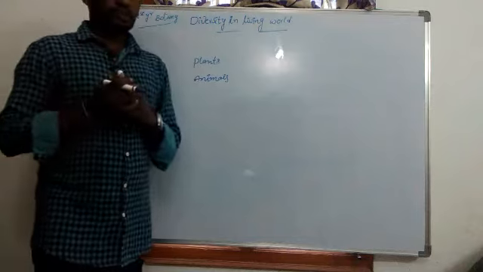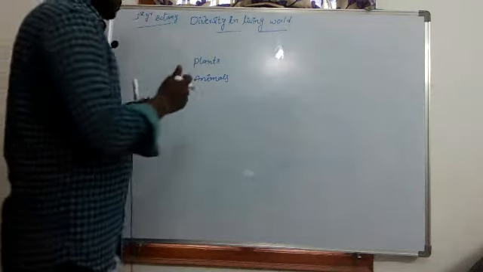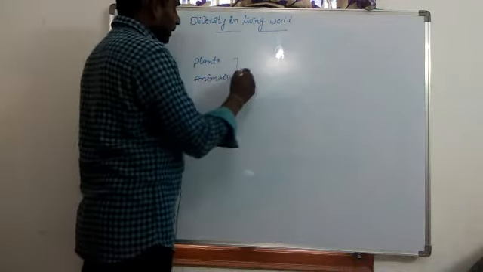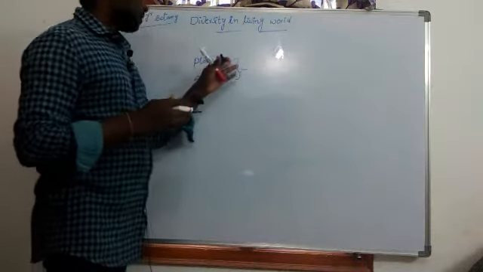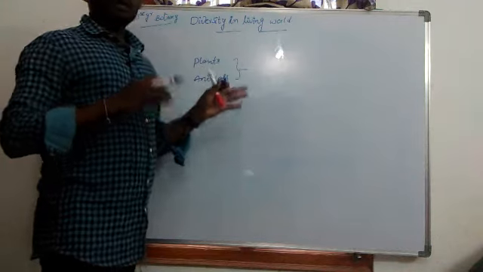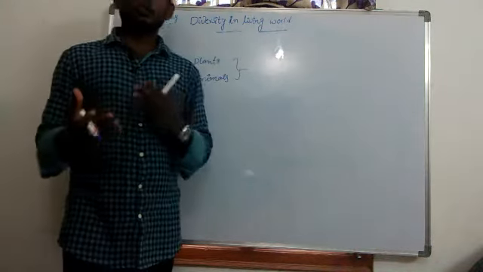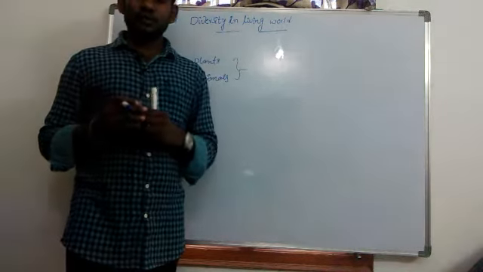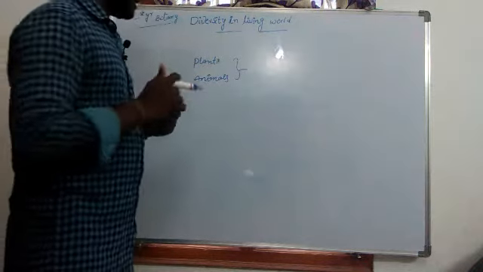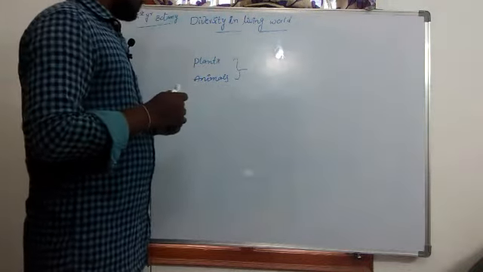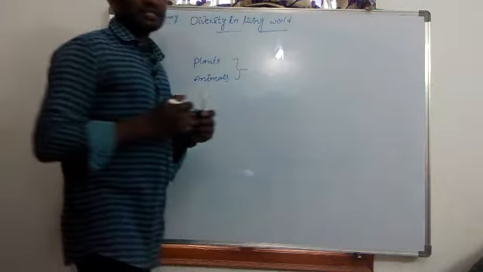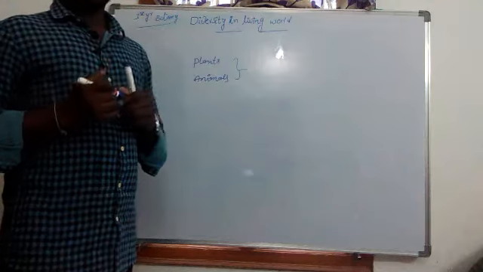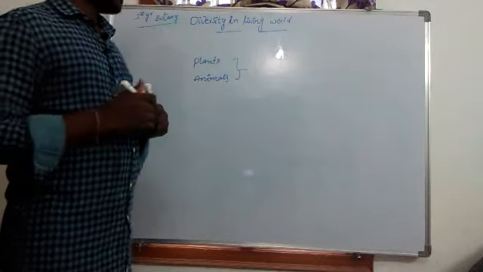Variety and variability. We are living together with plants and animals. In our surroundings, there are different kinds of plants and animals, but their characteristics are very different.